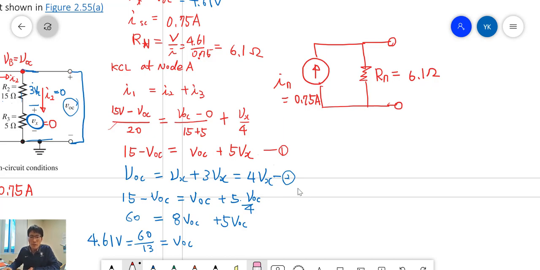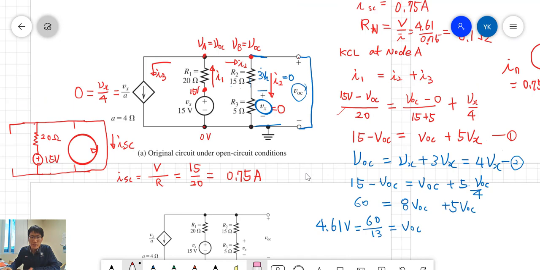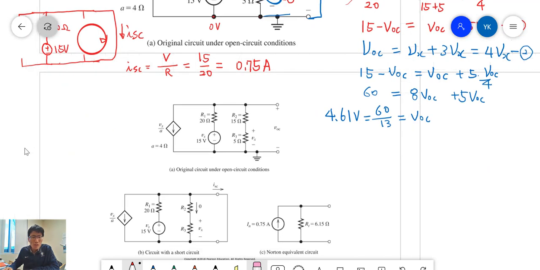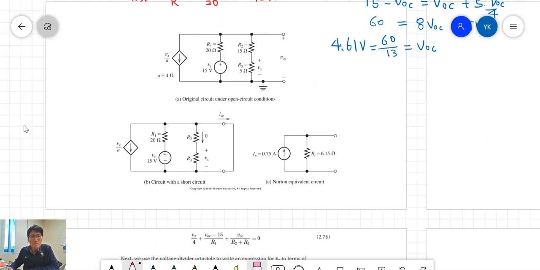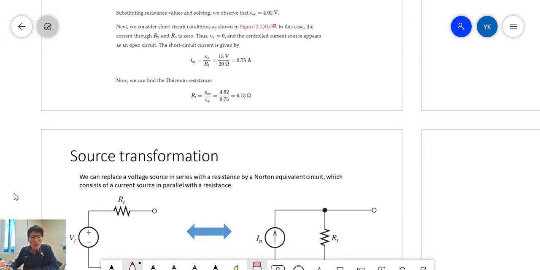It's a little complicated, but the way is very similar, and you need to practice more using the short circuit method. Also there is Norton node voltage analysis and the mesh current method. You can use either. There are solutions, you can take a look at them, and you need to practice.